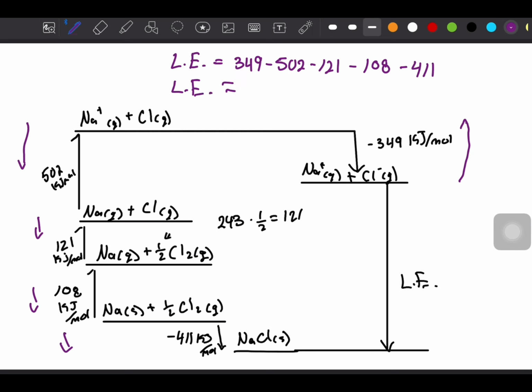We'll put it into our calculator. We get 793 kilojoules per mole. Pretty simple.